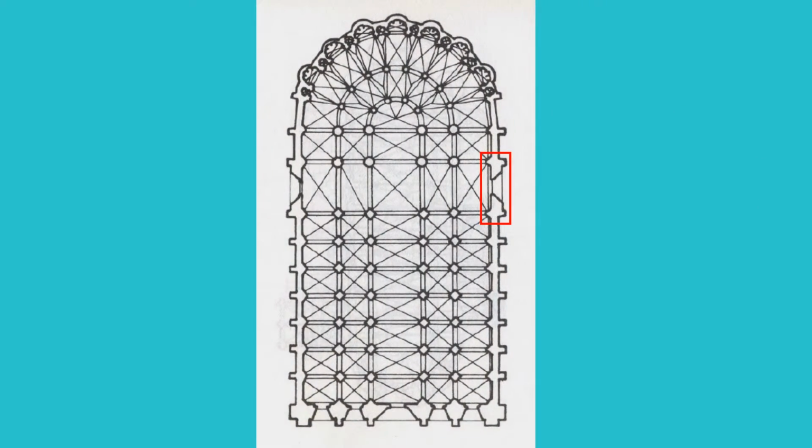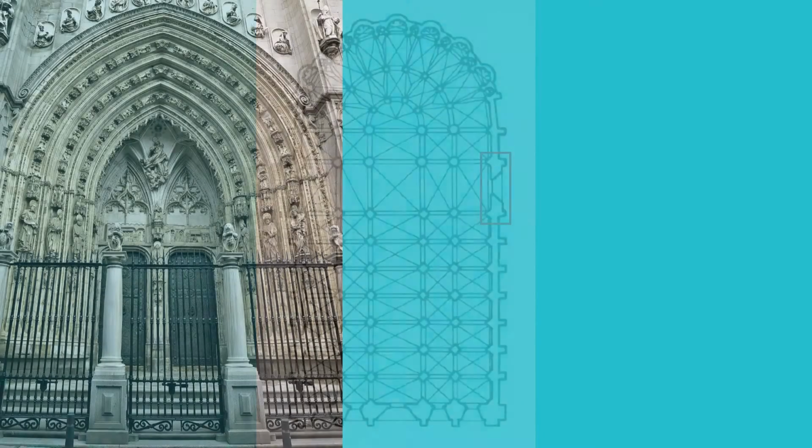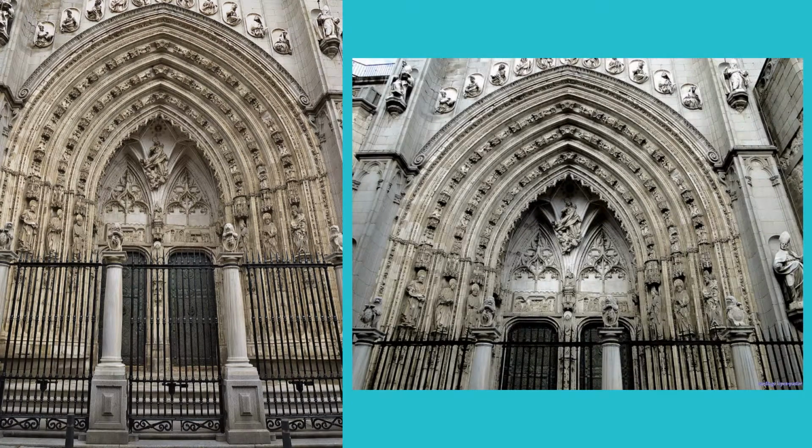The door at the south of the transept is called the Door of the Lions, but is also known as the New Door because it was the last of them. In this door, the Virgin and the Apostles are represented.